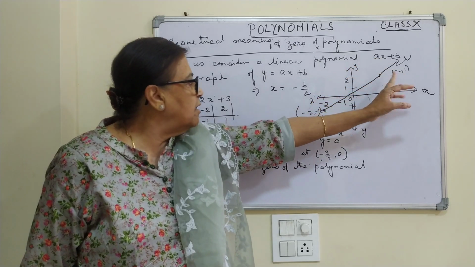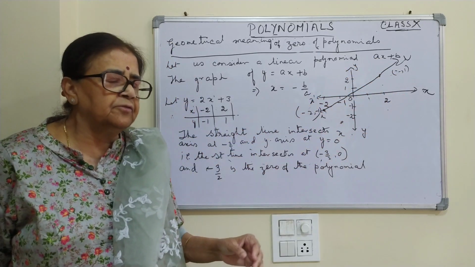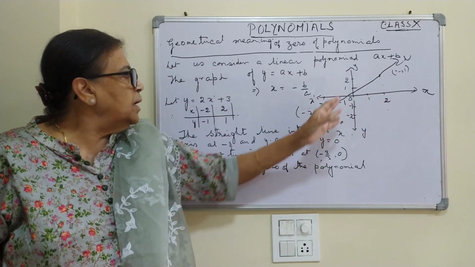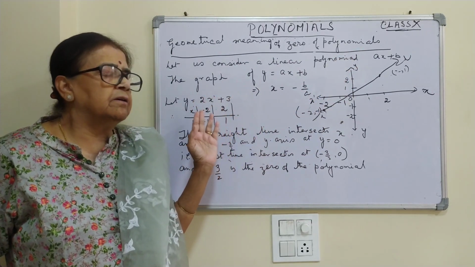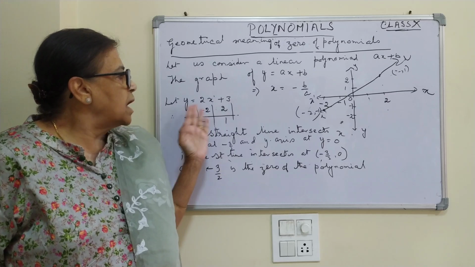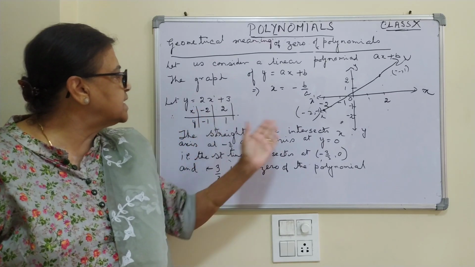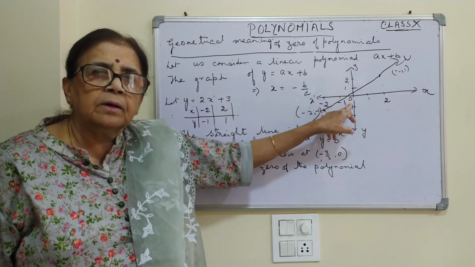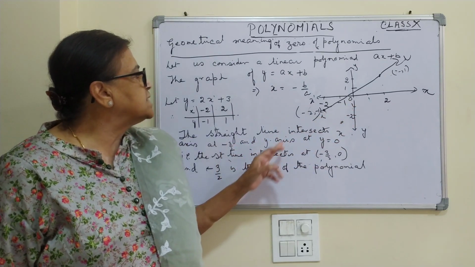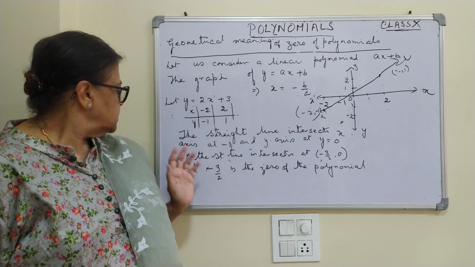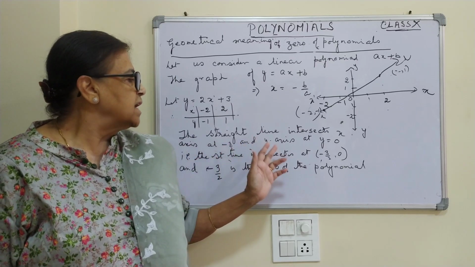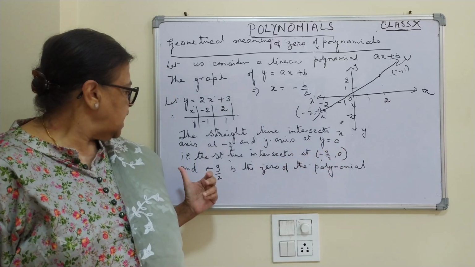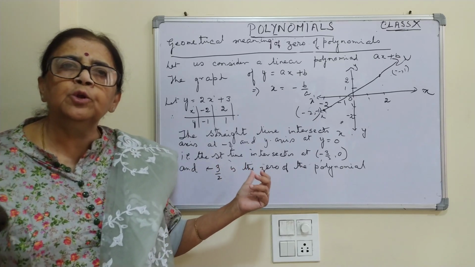So we have drawn the graph. You have already learned to draw the graph in the lower classes. So it is this 2, 1 and minus 2, 1 that we join. You draw it on graph paper. The straight line intersects the x-axis at minus 3 by 2, where y is equal to 0. That is, the straight line intersects at minus 3 by 2, 0. And minus 3 by 2 is the zero of the polynomial.